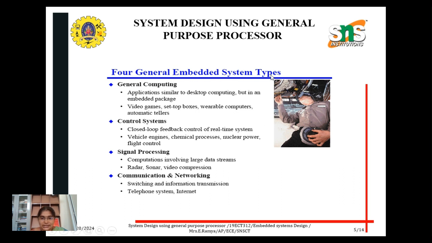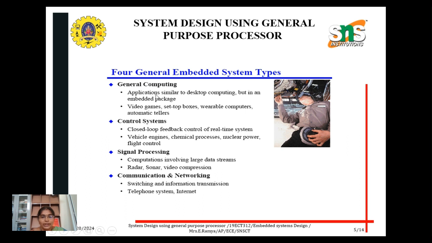Four general embedded system types: general computing, control system, signal processing, communication and networking. Switching and information transmission, telephone system, and internet come under communication and networking. Computation involving large data streams, radar, sonar, and video compression come under signal processing. In terms of control systems, we have two types: open loop and closed loop control systems. Vehicle engine, chemical process, nuclear power, and flight control all come under control systems.